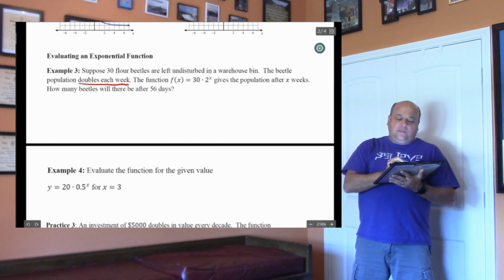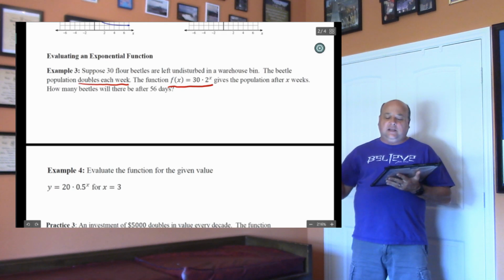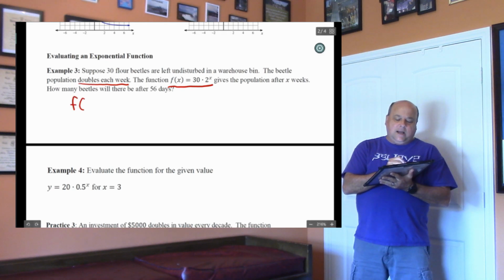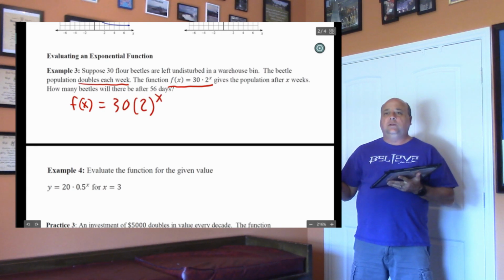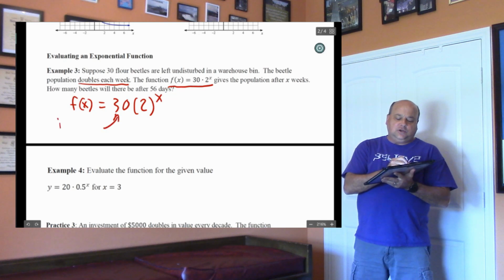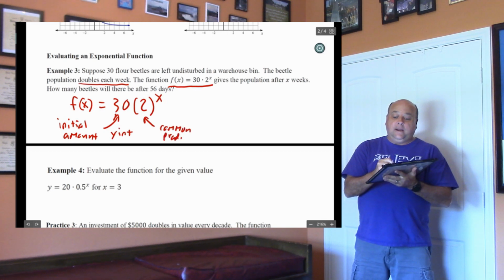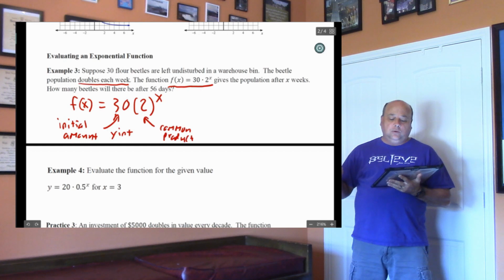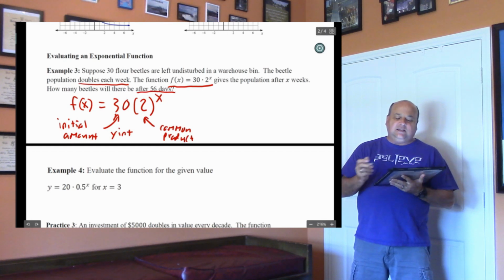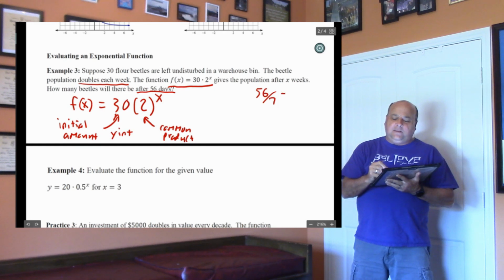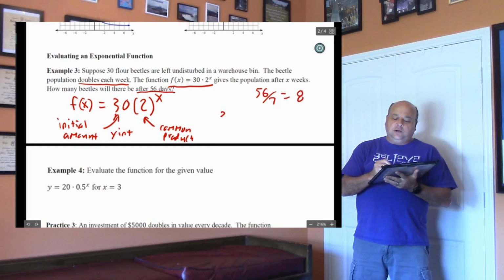So let's look at this. The function y equals 30 times 2 to the x gives the population. So let's write this down. f of x equals 30 times, and I usually put that next number in parentheses. This right here is the initial amount, or the starting number, or the y-intercept, and this is your common product, or the growing amount, okay? It's what your population's going to do. Now we want to know after 56 days. 56 days divided by 7 is 8 weeks. So you're going to do 30 times 2 to the 8th power.